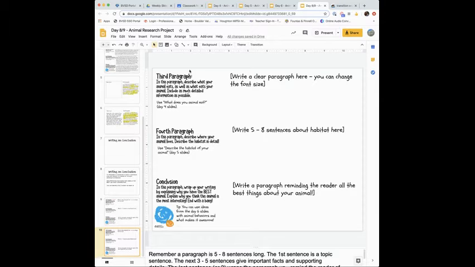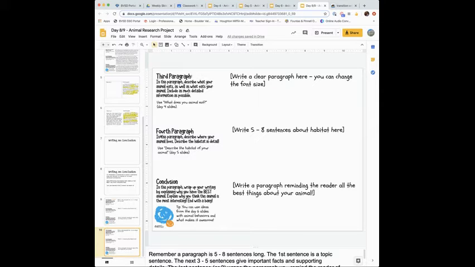Okay, we're going to work and focus on third paragraph and fourth paragraph. In the third paragraph, you will describe what your animal eats as well as what eats your animal. Include as much detailed information as possible. Use what does your animal eat? Day 4 slides. It even says write a clear paragraph here. You can change the font size.